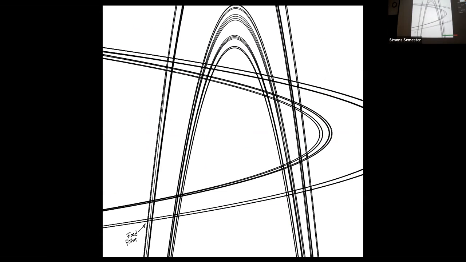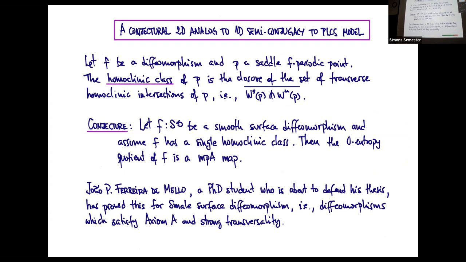So for example, in the horseshoe, that's what it is, right? That's the fixed point here, and these are the stable and unstable manifolds. You take the intersection, there are countably many such points, but you take the closure, and that's that Cantor set that we talked about.